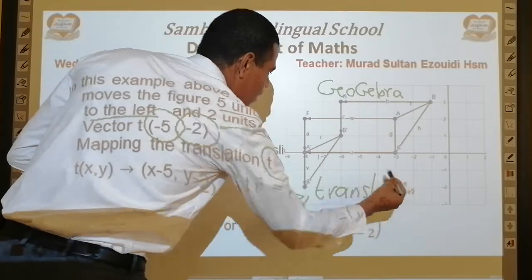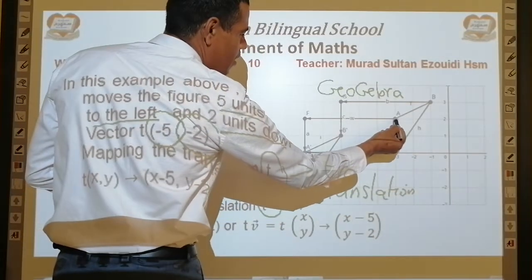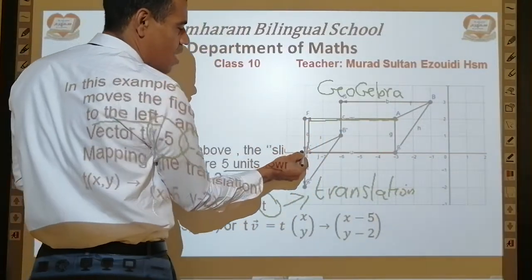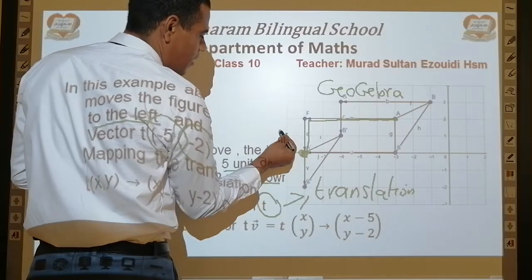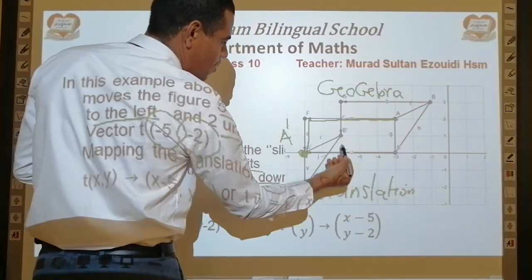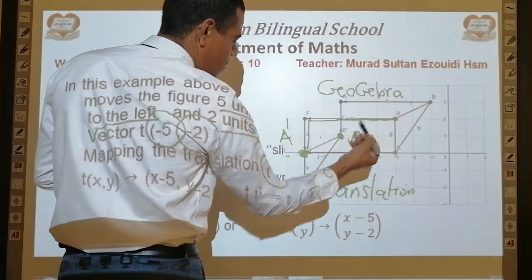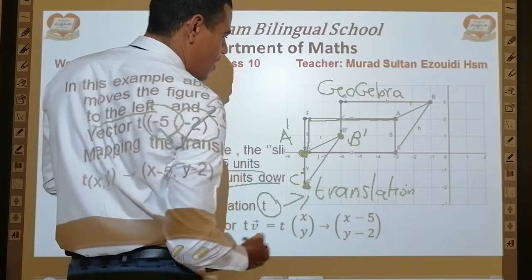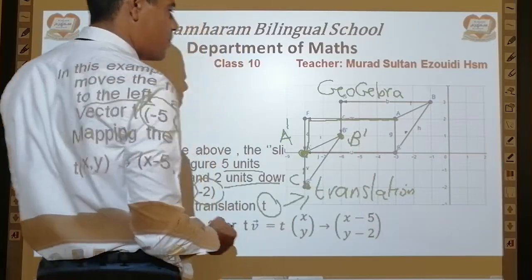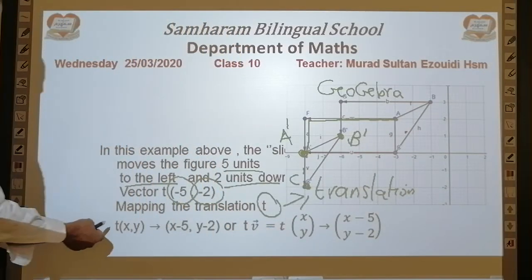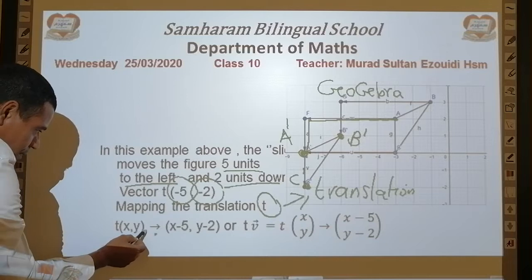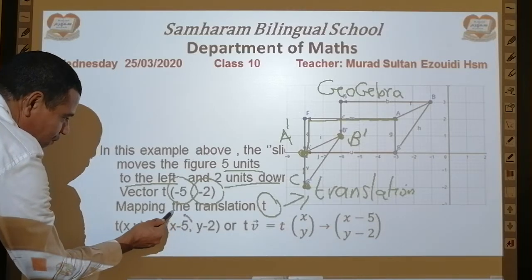Translation, okay. You can see this point, for example, A moves how many? 5 units to the left, and 2 units down. This is A dash, my kids. And the second one, B, moves 5 units to the left and 2 down. This is B dash or B prime. This is C prime. You can see that the translation keeps the same shape, the same size, and the same distance. So, if you would like to map this translation, any point of coordinates x, y maps to x minus 5.